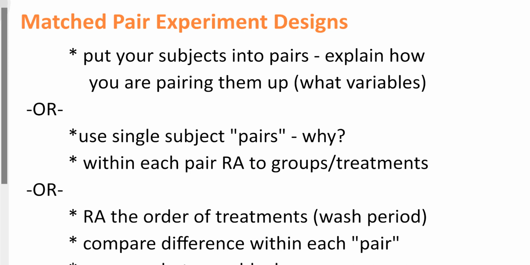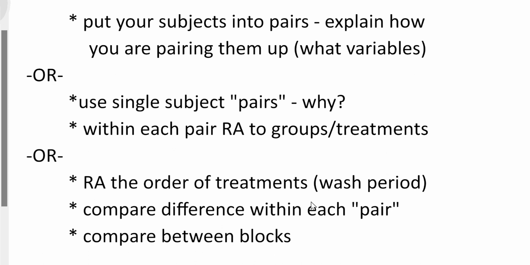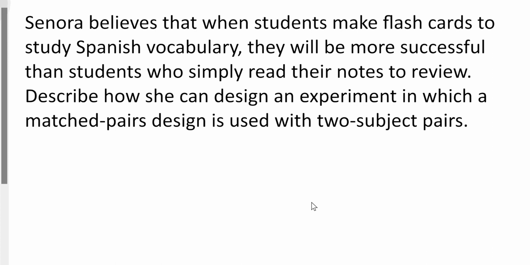So matched pairs, again, another way to say what I just said, your options are: put your subjects into pairs and explain how you're pairing them up if there's 2 people, or use single subject pairs. Within each pair, randomly assign groups or treatments, meaning like your arms, or randomly assign the order of the treatment, and then you have that wash period. Okay? So let's look at an example of when this might happen.